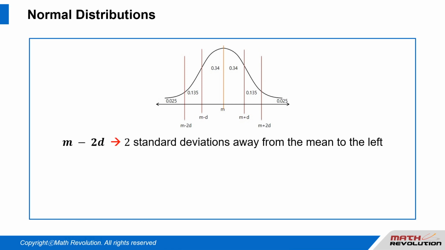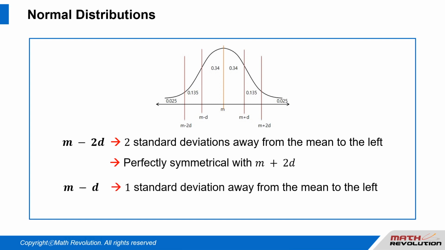When you see M minus 2 times D, that means that it is two standard deviations away from the mean to the left. M minus 2 times D is perfectly symmetrical with M plus 2 times D. Similarly, M minus D means that it is one standard deviation away from the mean to the left. M minus D is perfectly symmetrical with M plus D.